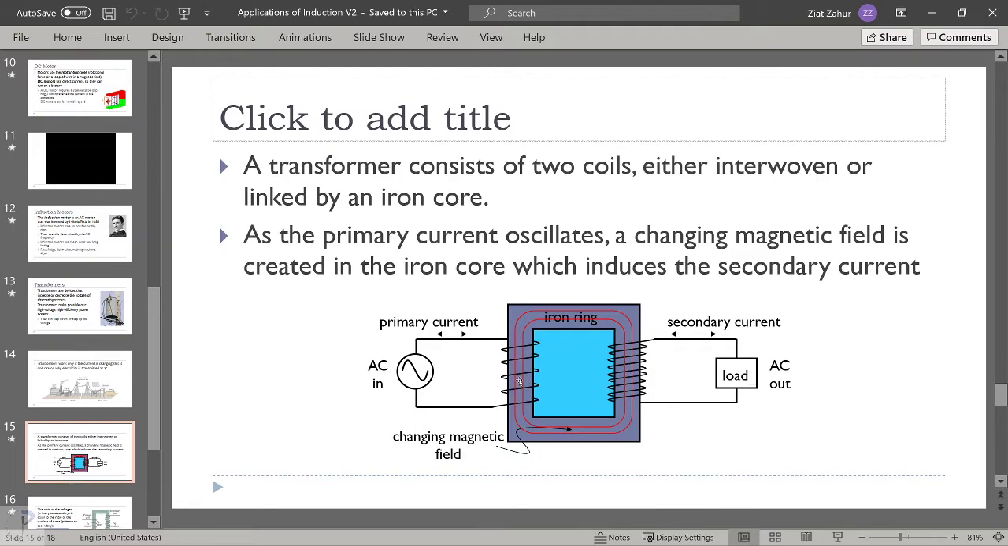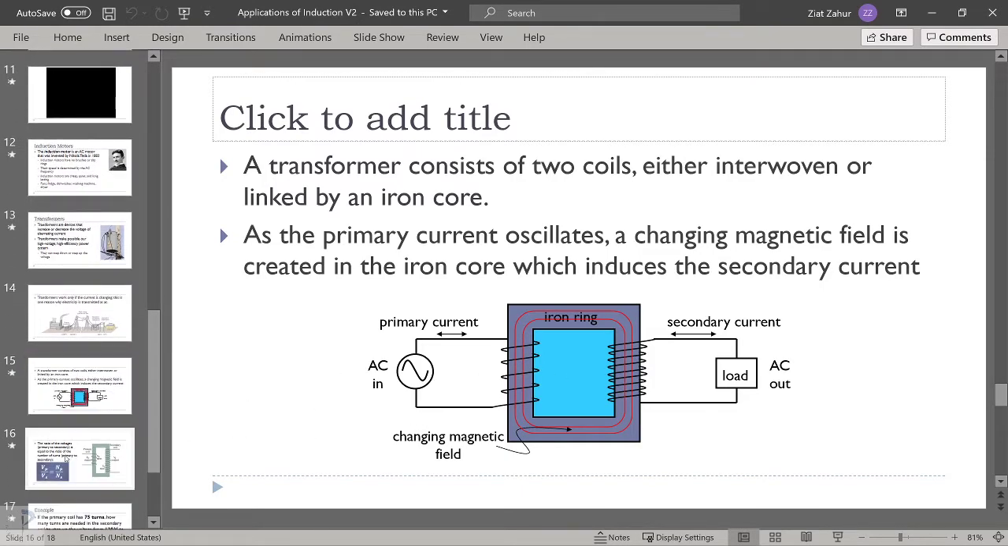So on one side of the iron ring, we have a certain amount of loops. On the other side of the iron ring, we have more loops in this case. And so the difference in the loops will essentially give us a difference in the output of our voltage. And it's a very simple relationship.